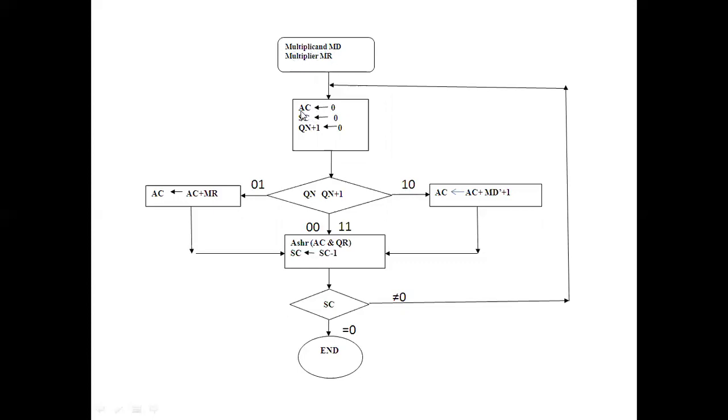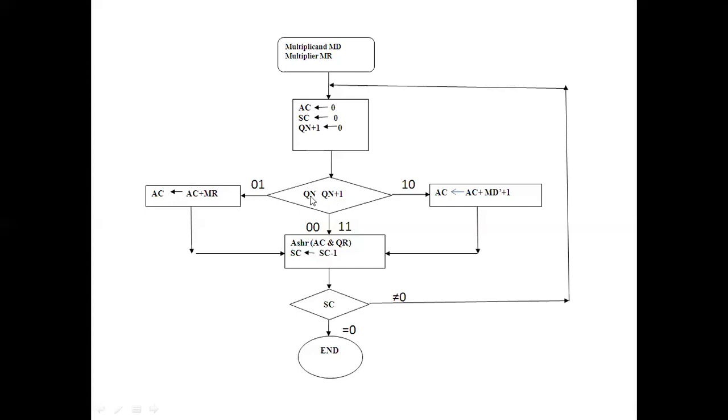Initially we set the accumulator to 0. We set SC, the number of bits stored in the multiplier; the highest value of the SC depends on the number of bits used in the multiplier. Initially the accumulator is 0, SC is 0, and qn plus 1 is also 0. So we set these three terms to 0 and then we check the values.